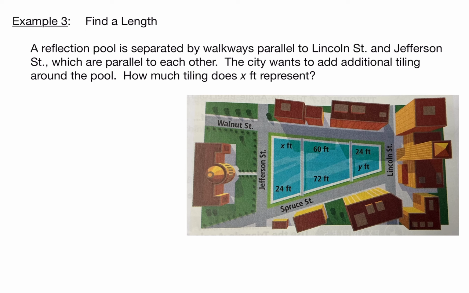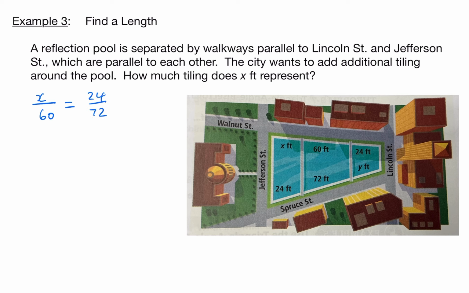Well, based on the corollary of the side splitter theorem, we can say that the ratio of x to 60 is the same as the ratio of 24 to 72. We can use that corollary because these are our parallel lines, and here are our two transversals. So then we can go ahead and set that up: the ratio of x to 60 is equal to the ratio of 24 to 72.